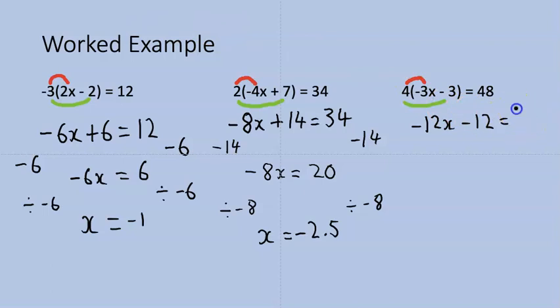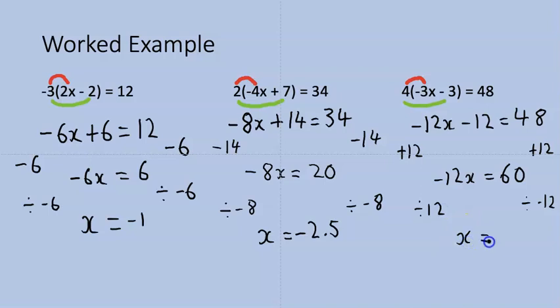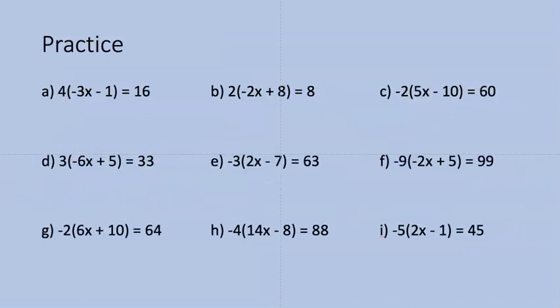Which gives me 48. Now instead of taking away 12, we add 12 to both sides. So minus 12x equals 60. And then divide it by minus 12. So x is equal to minus 5. So have a go at these ones yourself. See what you can do. And then after which we'll check the answers.